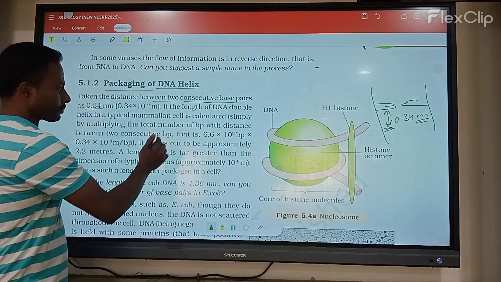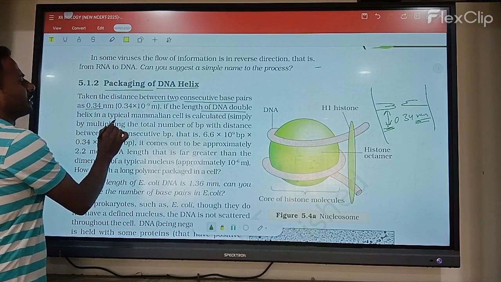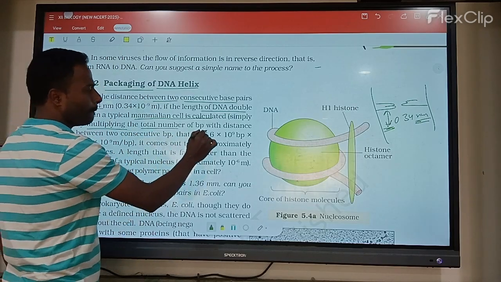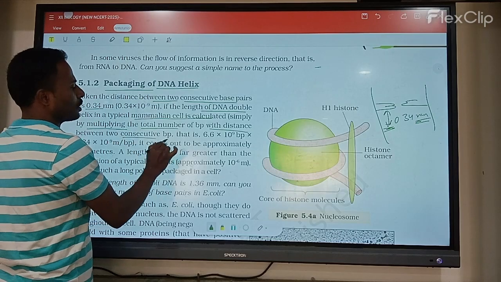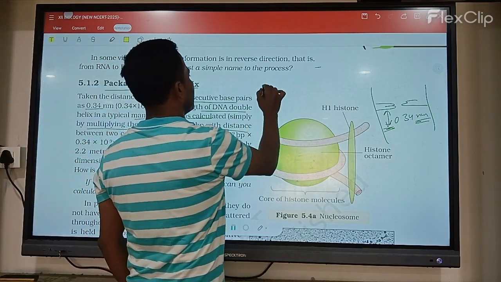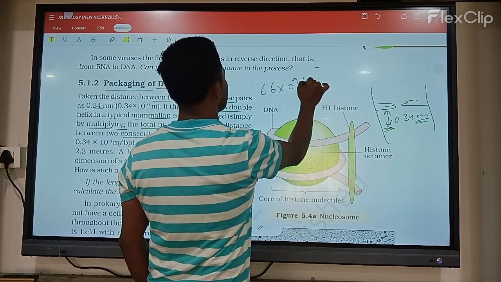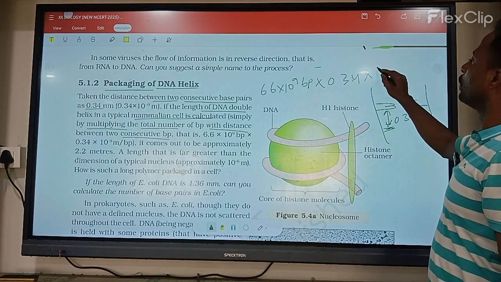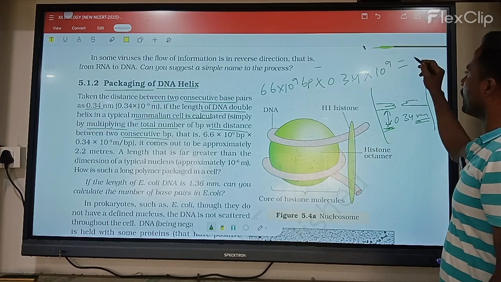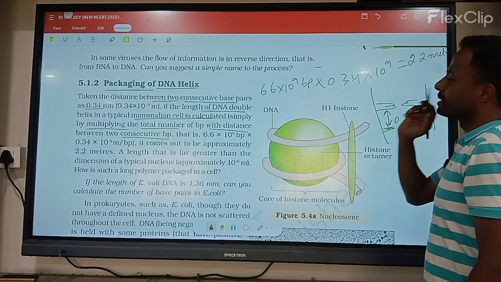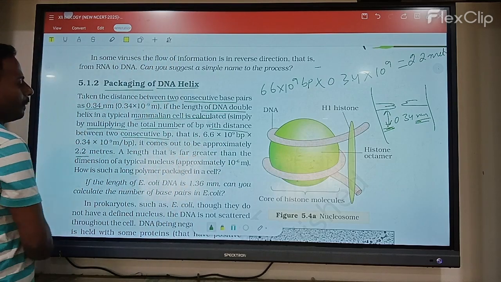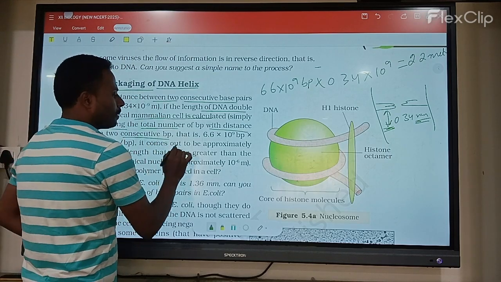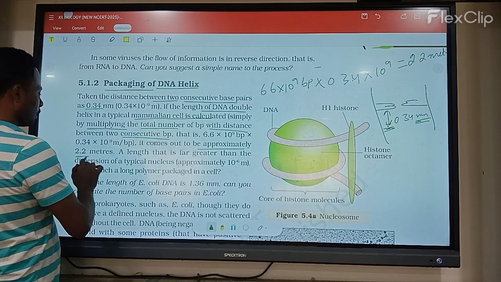The length of the DNA molecule, the helix, in a typical mammalian cell is calculated simply by multiplying the total number of base pairs with the distance between two consecutive base pairs. That is 6.6 into 10 to the power of 9 base pairs, into 0.34 into 10 to the power of minus 9 meters. It comes out to approximately 2.2 meters, the human diploid DNA length.